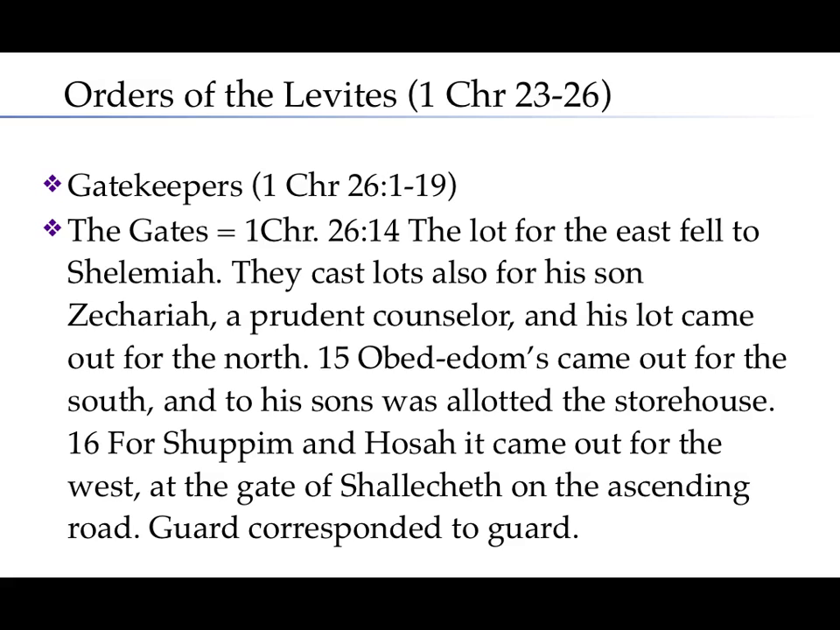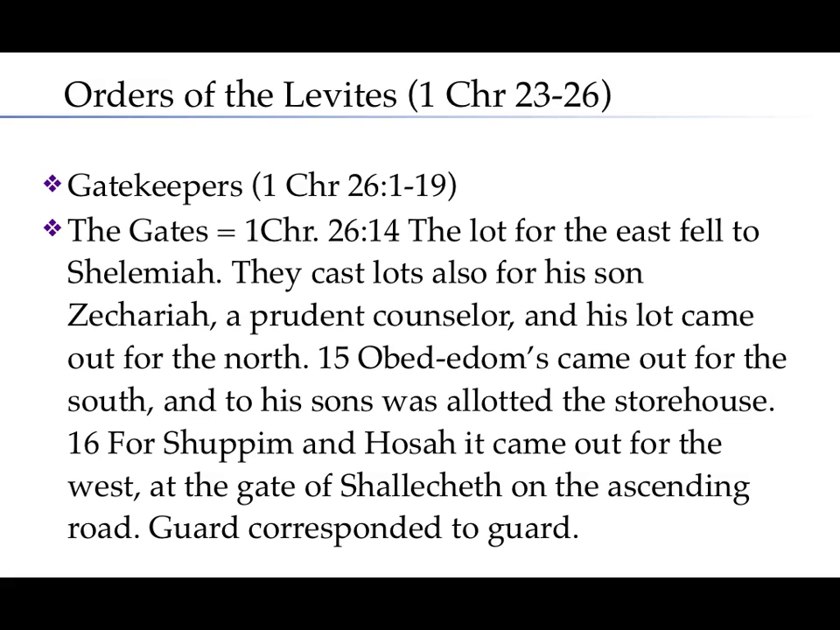And they were also treasurers and officials, running the day-to-day operations. They were gatekeepers. And notice the gates were set up. There was an east gate and a west gate and all these different gates. And each family got assigned to a gate. So the family of Shelemiah controlled the east gate. And they cast lots to do this.